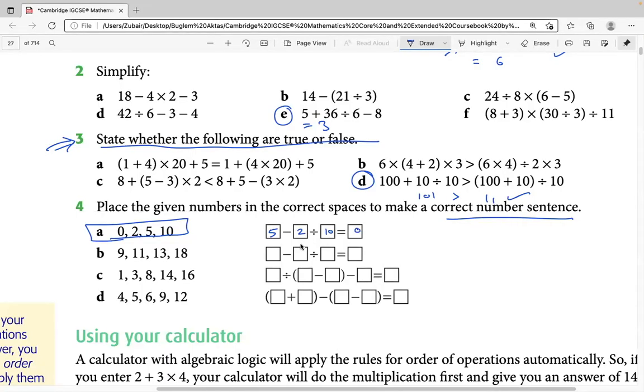I think this is not in the right order. If we solve this, this would be 5 minus 1 by 5. So it has to be the other way around. If I have to make it 0, can I just switch these two? Yeah. So 5, 10, and 2. So 10 by 2 is 5. 5 minus 5, that is 0, equals 0.